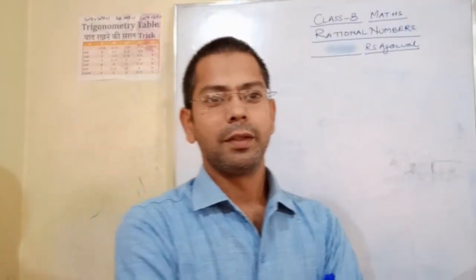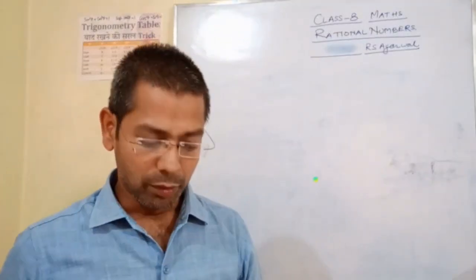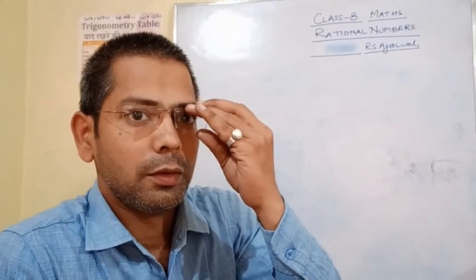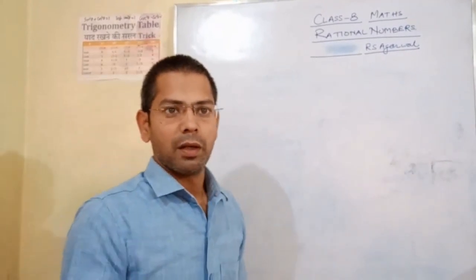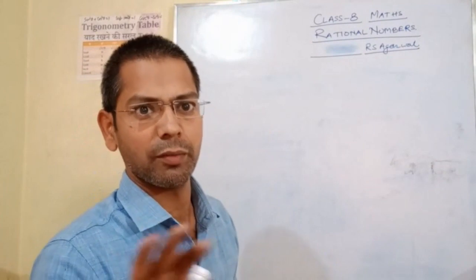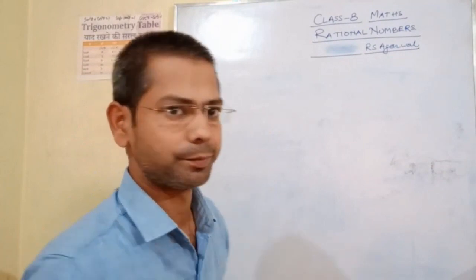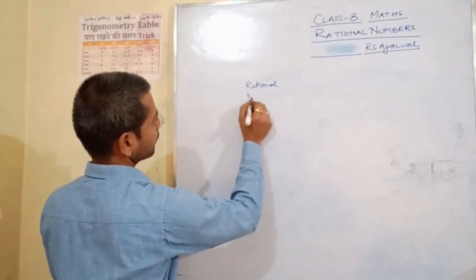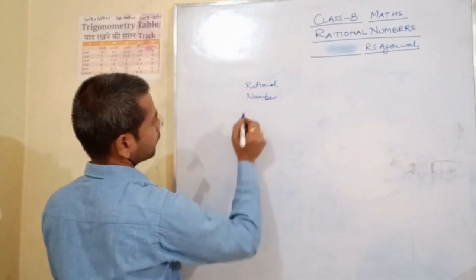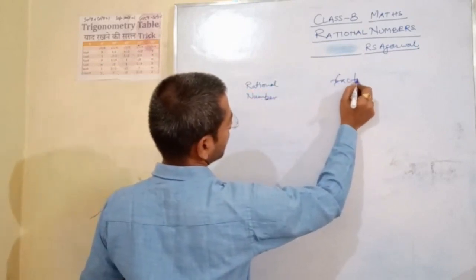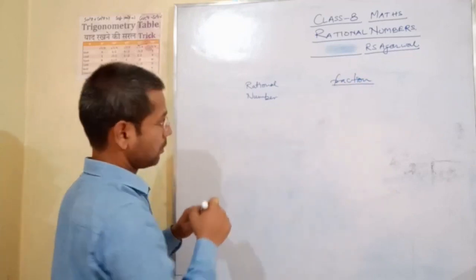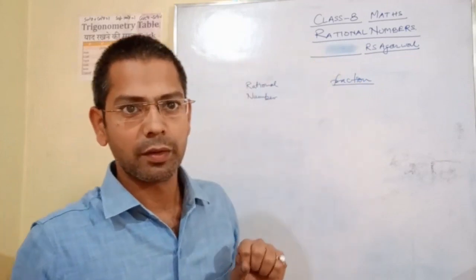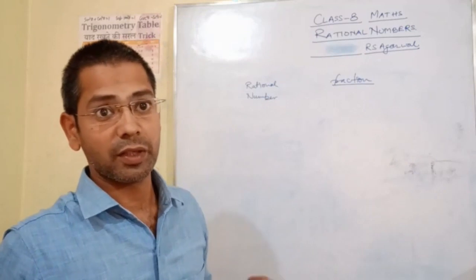Dear students, today we will discuss the multiplication of rational numbers. Before the discussion of multiplication of rational numbers, I will discuss the difference between a rational number and a fraction. What is the main difference between a rational number and a fraction?